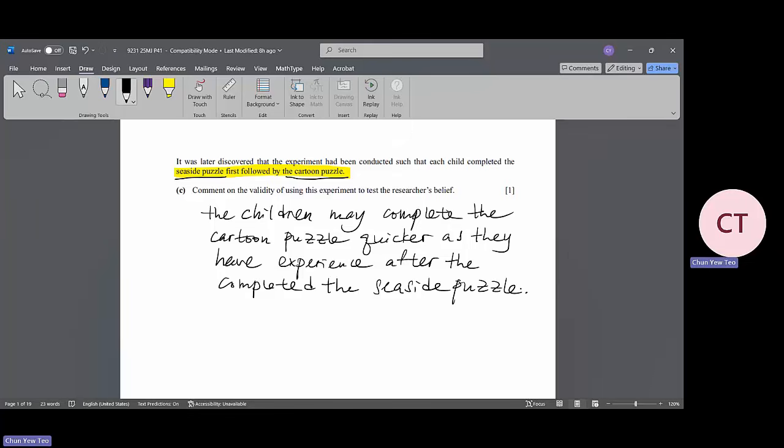So just use your own words to answer it. Not necessarily follow my sentence. Any comment that is reasonable will be fine. So this will be the answer for number 5C.